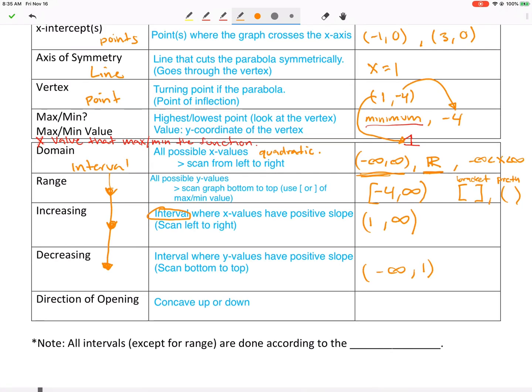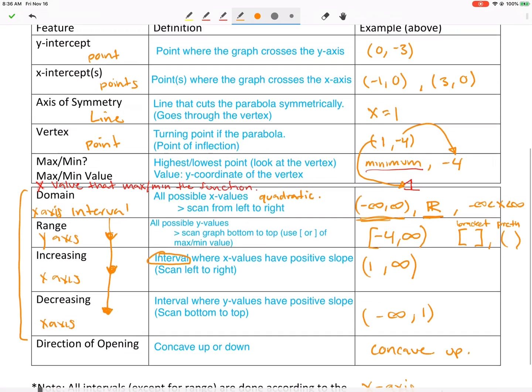So here we just say concave up. Okay? And note, all intervals, these are our intervals: domain, range, and our increasing and decreasing. They're all done according to the x-axis, except for the range. So we would use x-axis, x-axis, y-axis, and x-axis. All right?